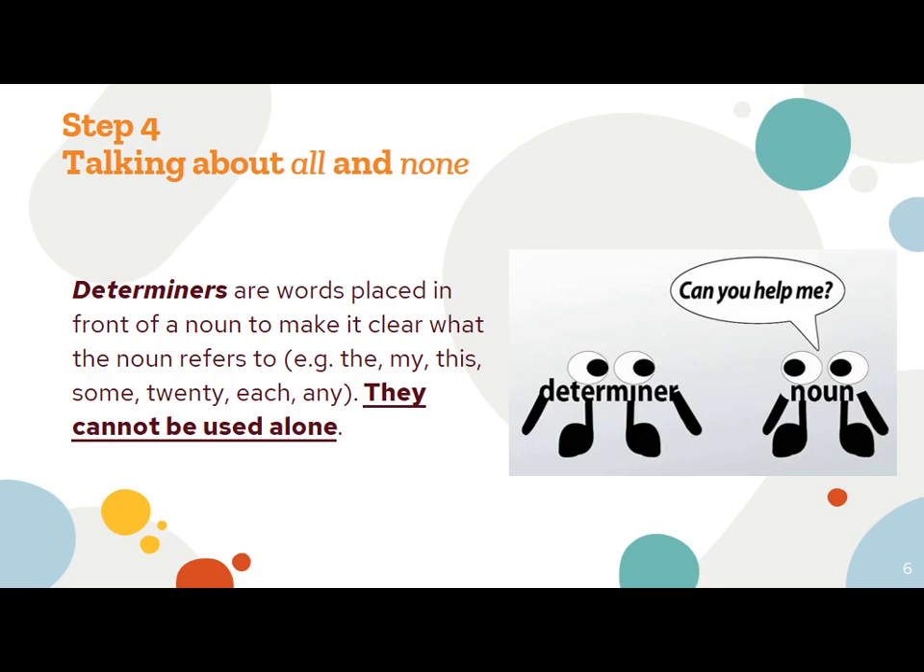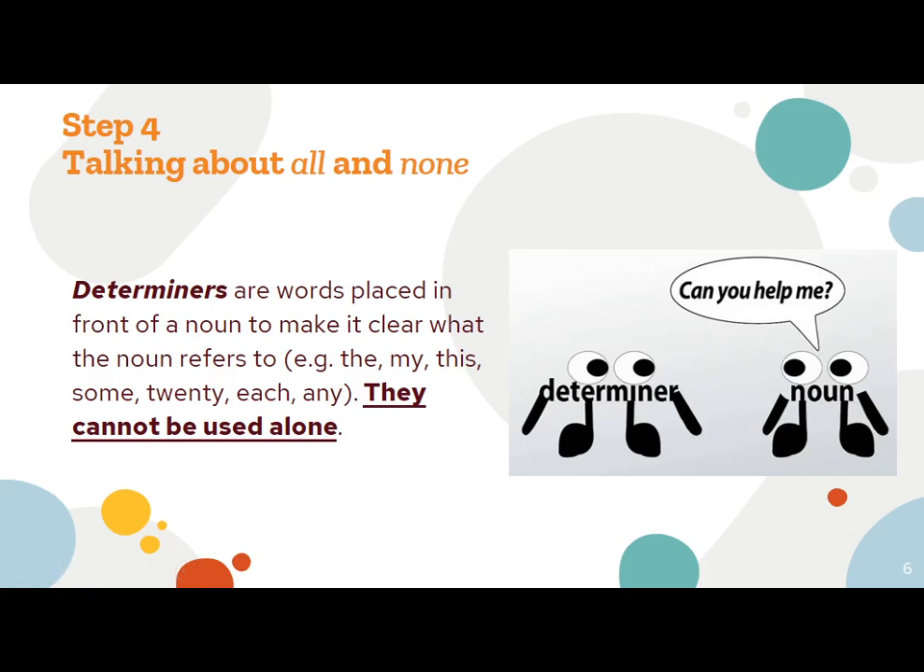We have a lot of determiners, for example: that, my, this, some, even 20 can be taken as a determiner, each, and any. All of them can be before a noun. So you can say the car, my cell phone, this purse, some people, $20, each guy, and any information. All of those are nouns, but before the noun we're going to have a determiner. And it's important to mention that they cannot be used alone.